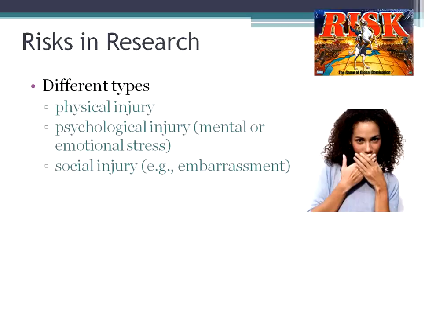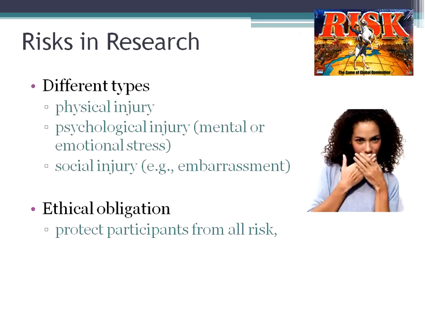You can also have social stress. So, if you're asking people demographic information and you need to know their sexual orientation, there's potential that someone might identify as bisexual or homosexual or lesbian, but may not be out. And so asking that question is potentially leading to a social risk for that person.